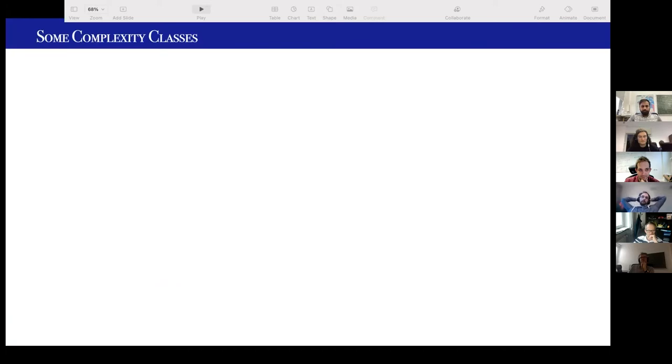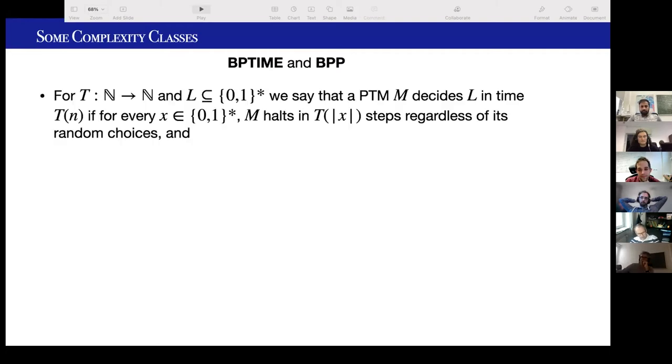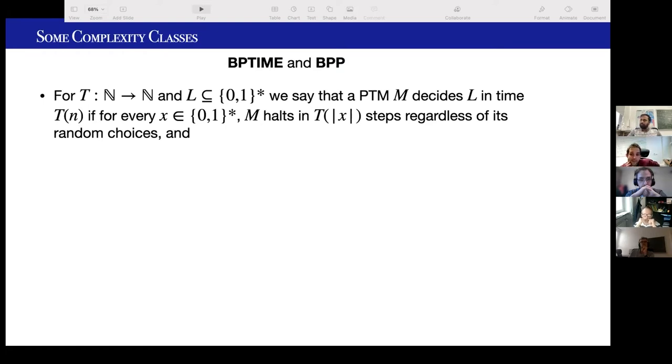I will follow the book by Arora and Barak to define these complexity classes. There could be many equivalent definitions, so here is one that I will be taking. First I will define the complexity classes BPTIME and BPP. It looks ugly, but bear with me. If you have a computable function T and a language L, which is just a subset of all strings, then we say that a probabilistic Turing machine M decides the language L in time T(n) if for every x, the machine halts in time T(|x|) steps, regardless of its random choices. The probabilistic Turing machine involves two transition functions instead of one, and it chooses randomly. So regardless of the choices that it makes, it should halt in time T(|x|).